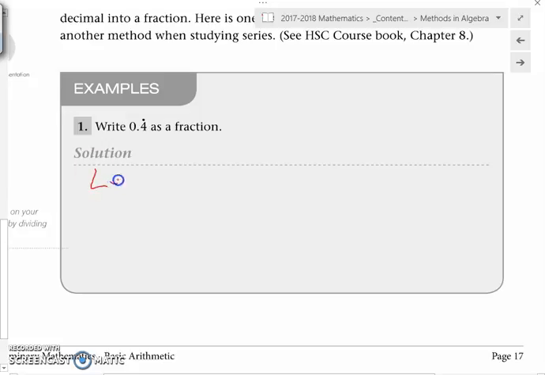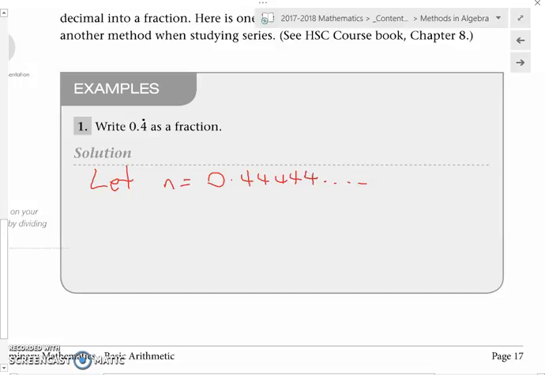So I'm going to say, let n equal 0.4444, keeps going on forever, okay? Does that make sense? I'm just going to define a variable. I'm going to say, let n equal that number, 0.4 recurring.